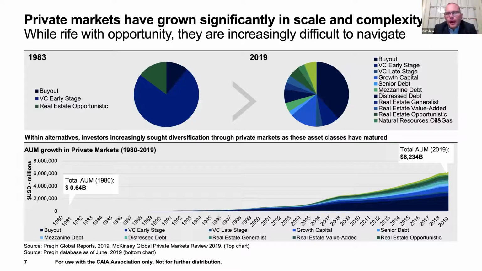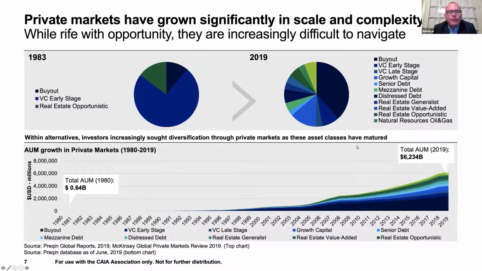Definitely. So if you think about the pie chart on the left and the pie chart on the right, the one thing that stands out to me is the growth in the number of sub-asset classes. And this evolution past large cap PE, VC, and real estate into something that is multiple stages of VC, multiple classes of private debt, multiple classes of real estate.